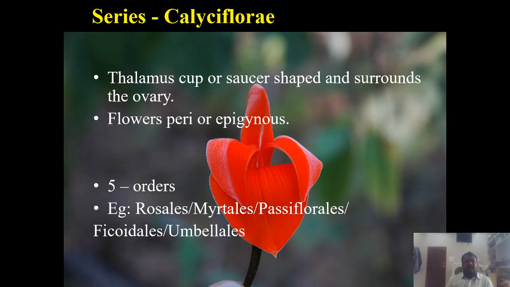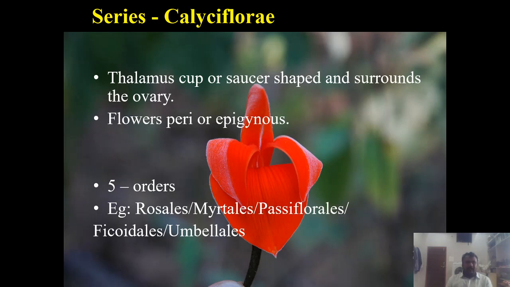Ordinal anomaly, that means there are 2 families which do not fit into any orders, but they belong to the Polypetalae subclass only. So, Moringaceae and the other family, the 2 families, do not fit into any order. Hence, they are kept under separate ordinal anomaly. Example, Moringa pterygosperma.